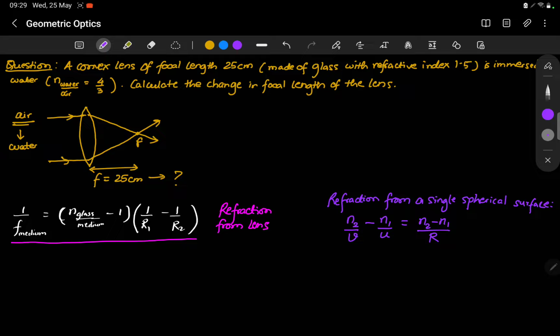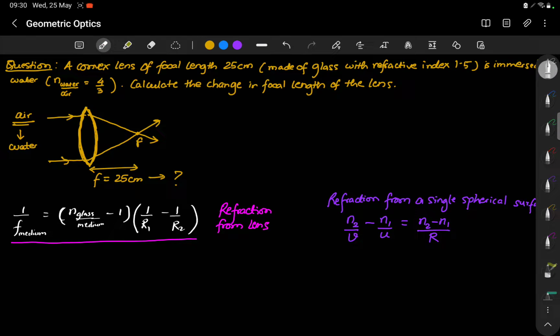Now if we apply this formula to the two surfaces of the lens, the lens has two spherical surfaces. This is the left one and this happens to be the right one. The left one is the first spherical surface that the ray encounters, and the right surface is the second spherical surface where the refraction happens. These two surfaces can have different radii of curvature. The left surface, or the first surface, has radius of curvature r1. The right surface, or the second surface, has radius of curvature r2. When we apply the single spherical surface formula on both surfaces, we arrive at this formula for refraction from lens.